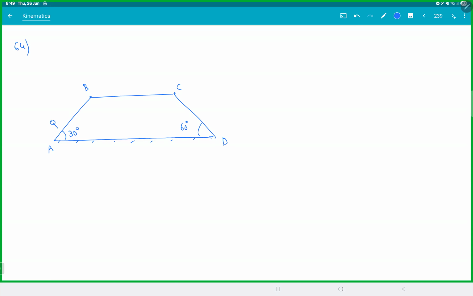So we have a man here who is walking with a constant speed of 10 meters per second. So he walks with 10 meters per second on AB. He walks with 10 meters per second on BC. He's walking again, so he will just maintain his speed. The man walks with constant speed, 10 meters per second, on ABCD.